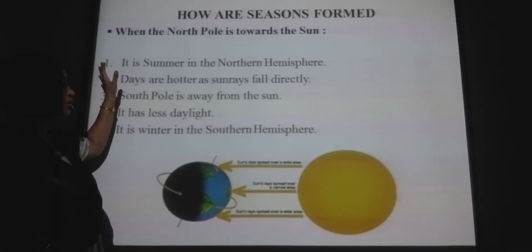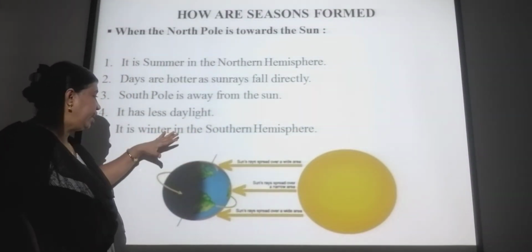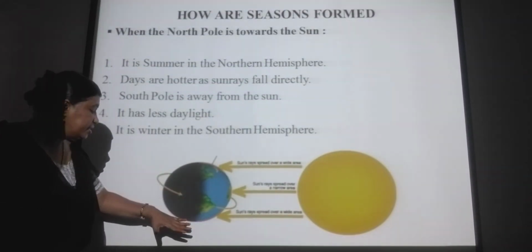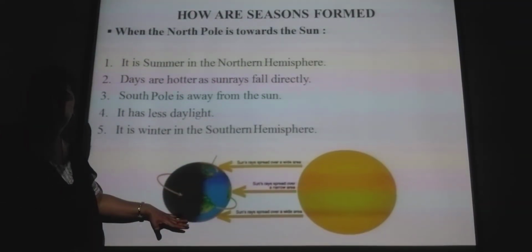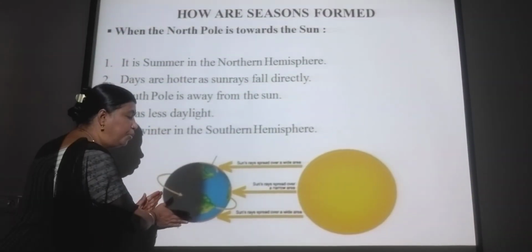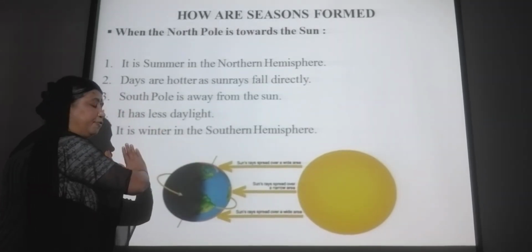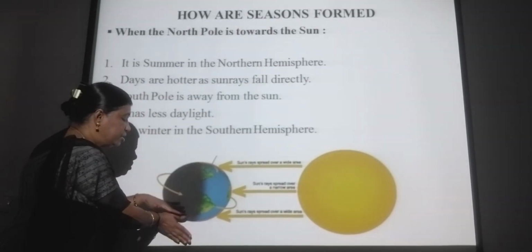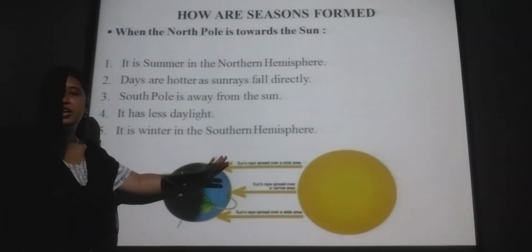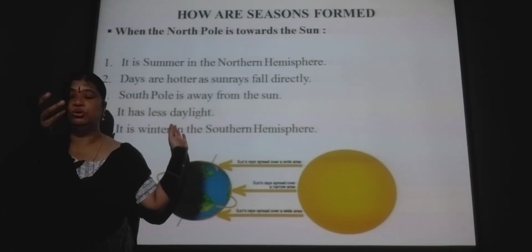Understood, children? So this is how the days and nights are caused. Okay, so the northern hemisphere is having summer and southern hemisphere is having winter. Now if there is a change, then what happens? South Pole goes towards the sun. North Pole is away from the sun. Now South Pole will have the summer, North Pole will have the winter, because the earth is moving.